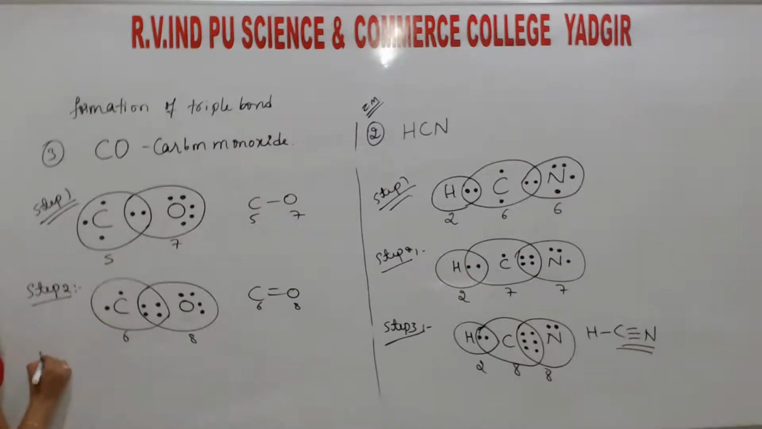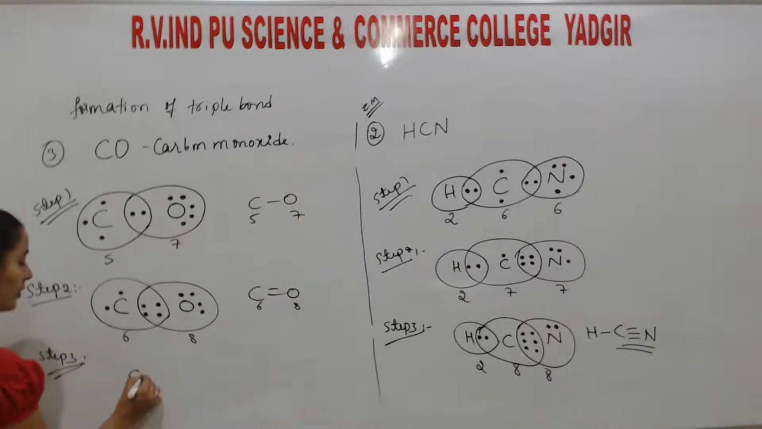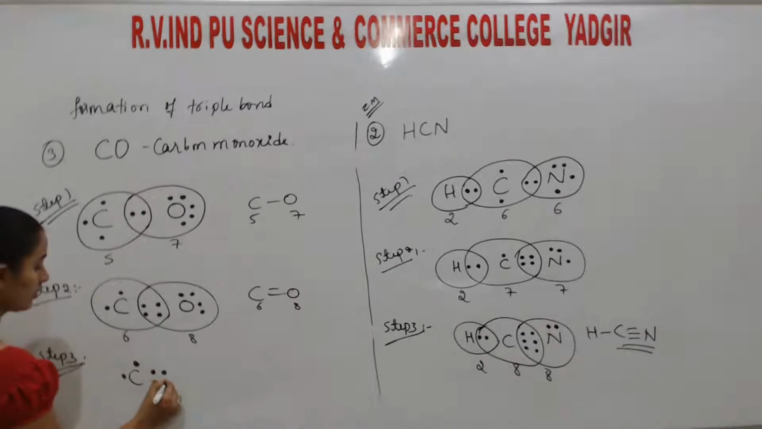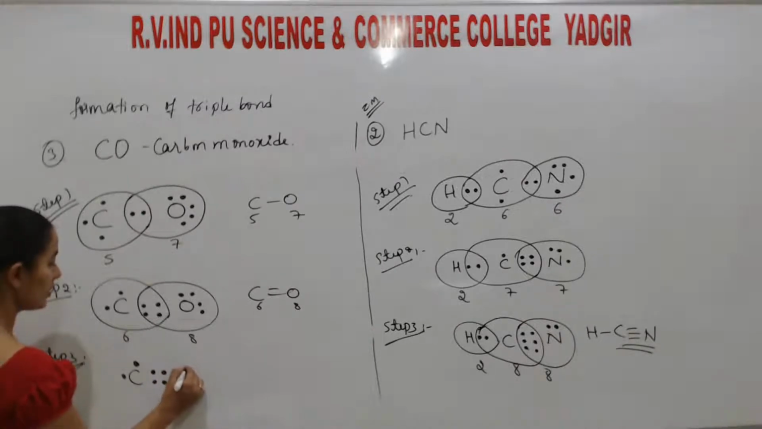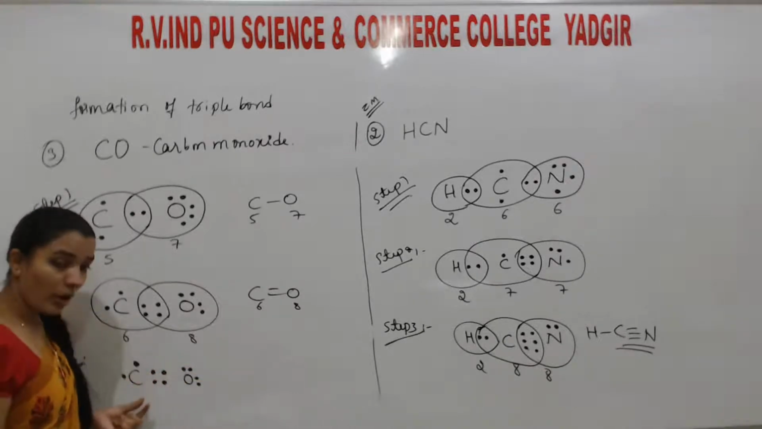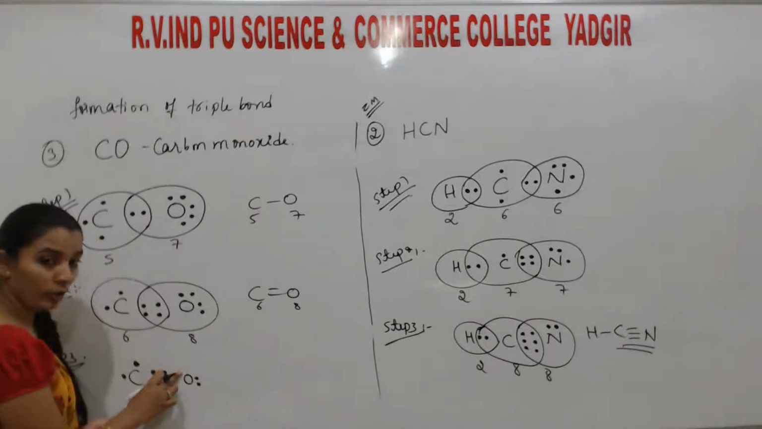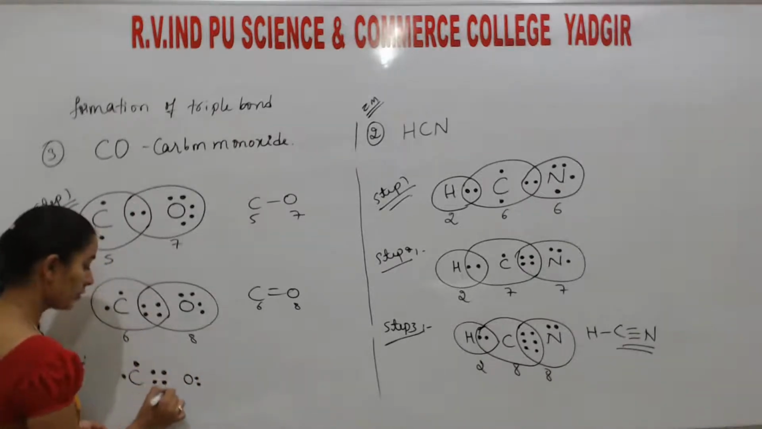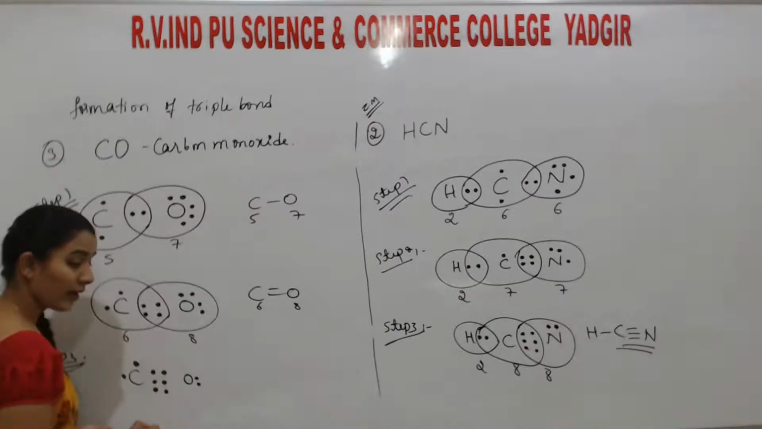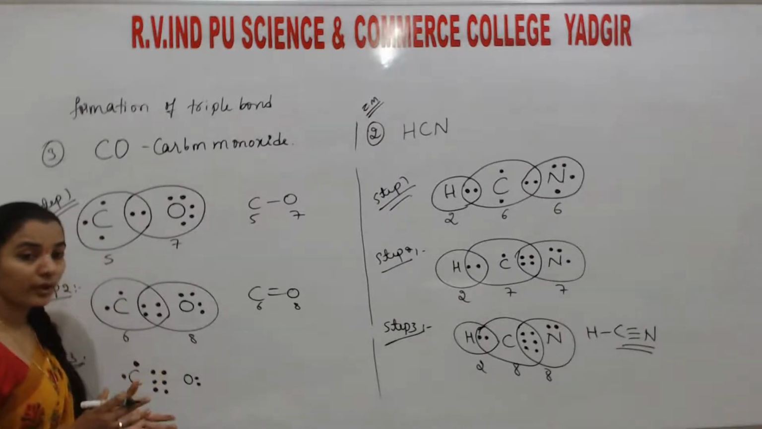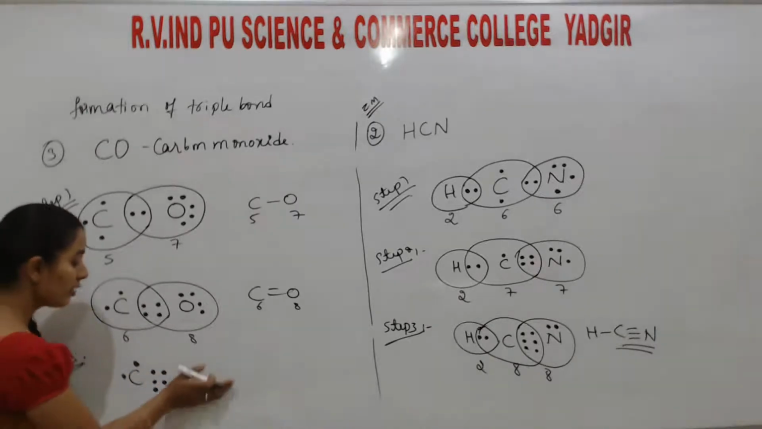So then what happens at step 3? Instead of bonding one electron each, the 2 electrons of oxygen alone form the bond here. Means the third bond is completely filled by the 2 electrons of oxygen.